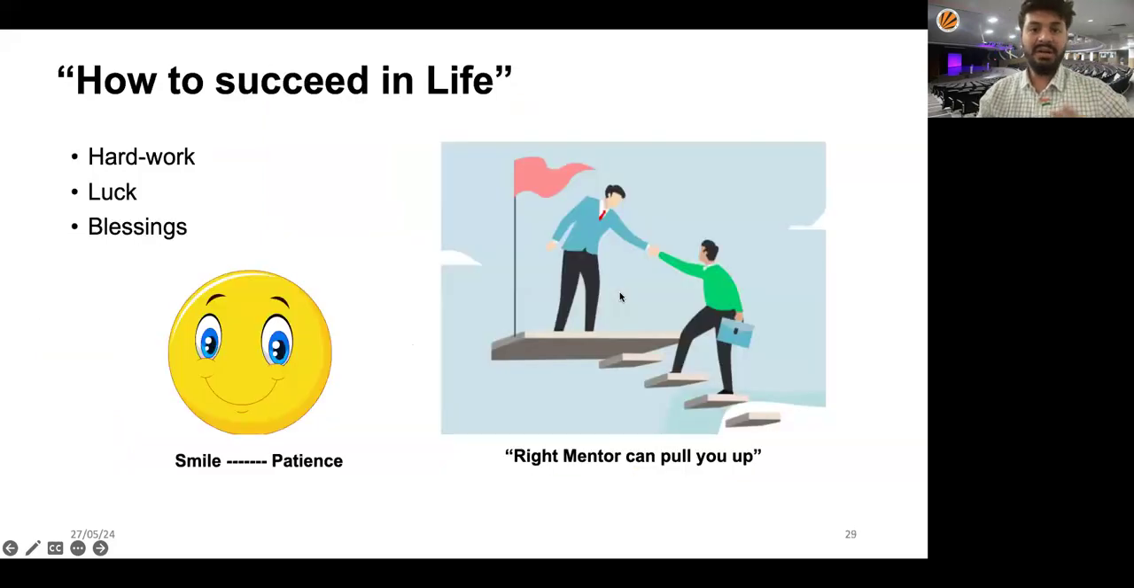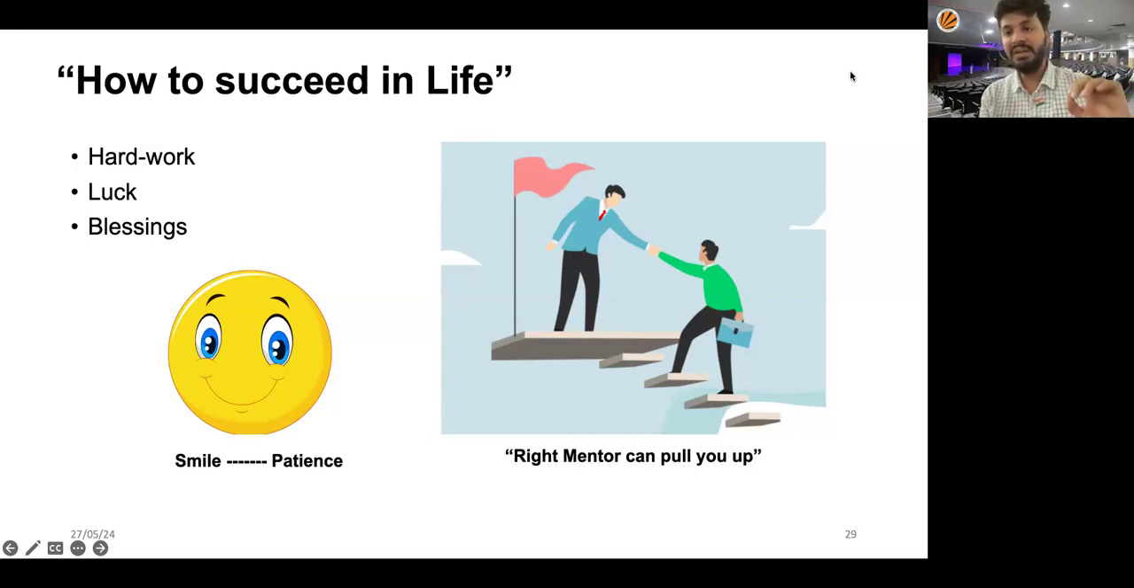So at the end of my slide, I wanted to highlight a very important slide. Maybe you have to keep this in your career, and in your life also. How to succeed in life? I would say, first of all, you have to do hard work. Then your luck plays a vital role. Then your blessing. So these are the three things. If you have these three things, nobody can beat you.